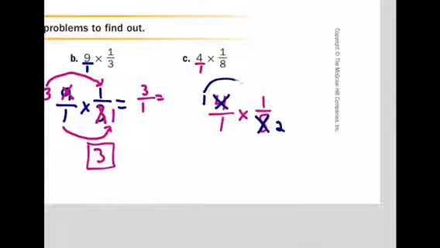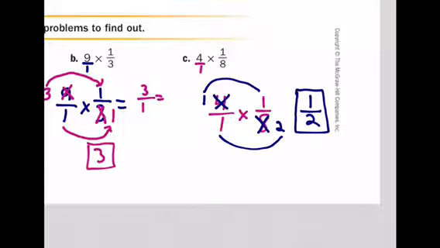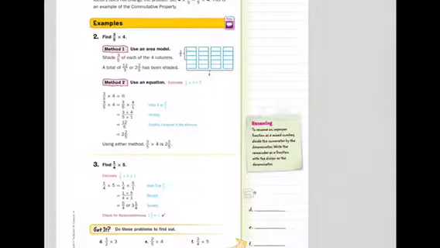So now when I multiply, I get 1 times 1, which is 1. 1 times 2, which is 2. And 1/2 is not improper, so that is simplest form. You can't reduce that or simplify it any further. All right, so now we're going on to the next page.